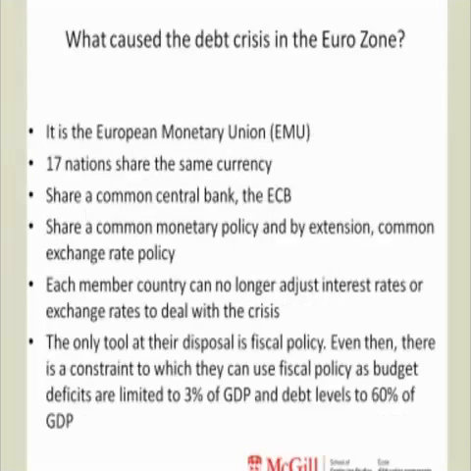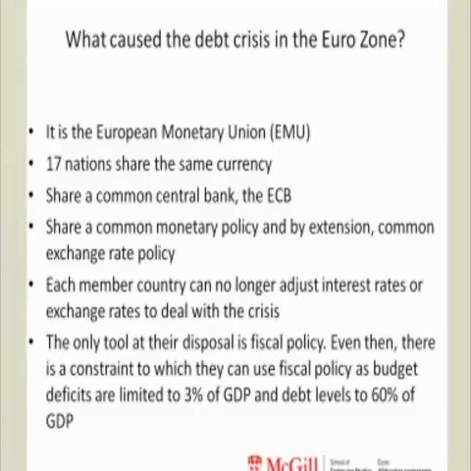Next slide. The EMU is a currency union of 17 countries. They have a common central bank, the ECB, European Central Bank. They share the same common monetary policy throughout the Eurozone, and by extension, the same exchange rate policy. Each member country can no longer change its interest rates or adjust exchange rates to deal with any domestic imbalances. The only tool at their disposal is fiscal policy.